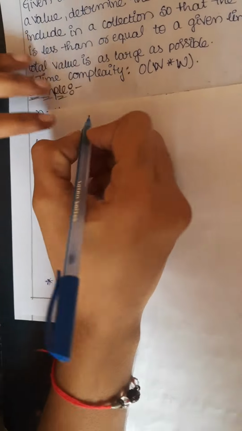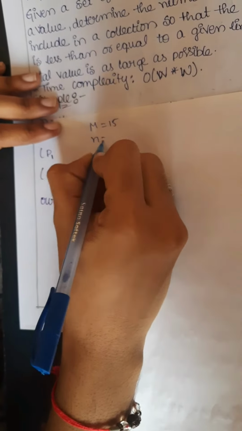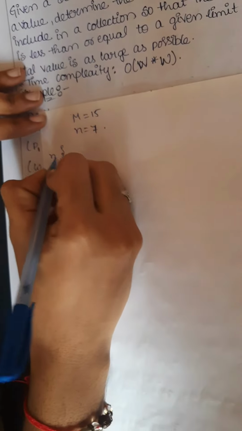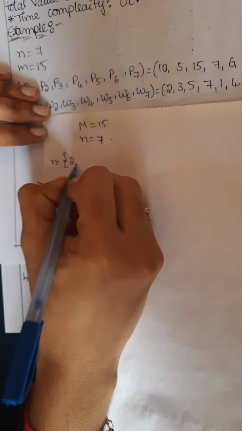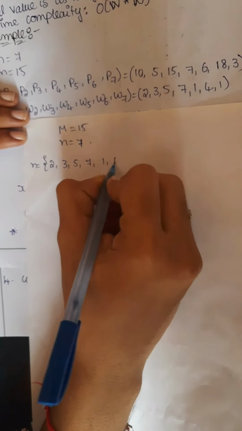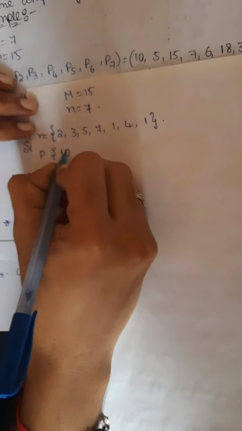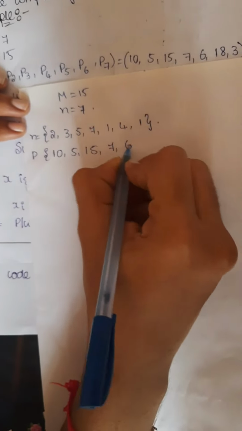Here the maximum weight is 15 and the number of objects is 7. So the set of objects is 1, 2, 3, 4, 5, 6 and 7, and the weights are 2, 3, 5, 7, 1, 4 and 1. And the profits for the objects are 10, 5, 15, 7, 6, 18 and 3.